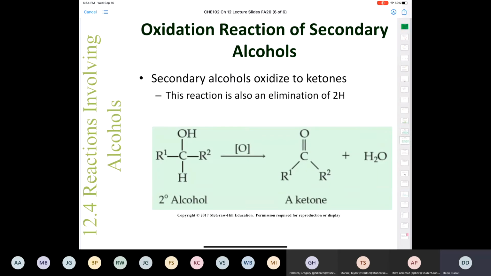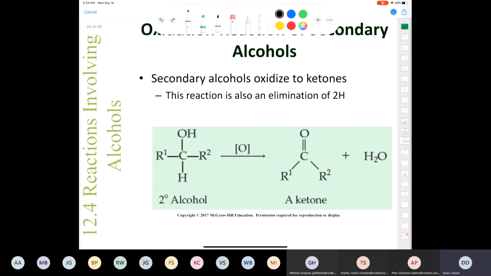Okay, reactions of secondary alcohols. This is a little bit simpler. It says there the secondary alcohols, and you should know what a secondary alcohol is. The carbonyl carbon is attached to 2 R groups. A secondary alcohol always oxidizes to give you a ketone. Why? Because you lose 2 hydrogens. It says this reaction is also an elimination of 2 hydrogens.